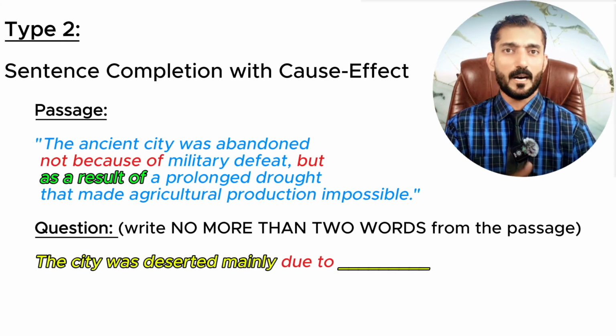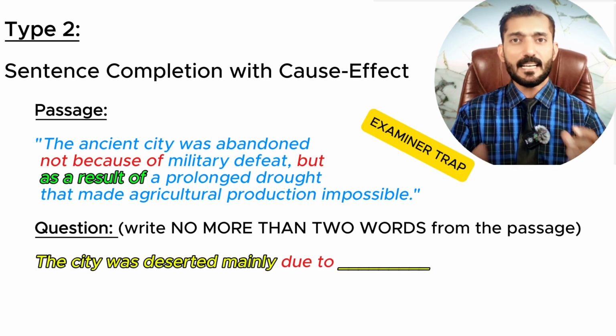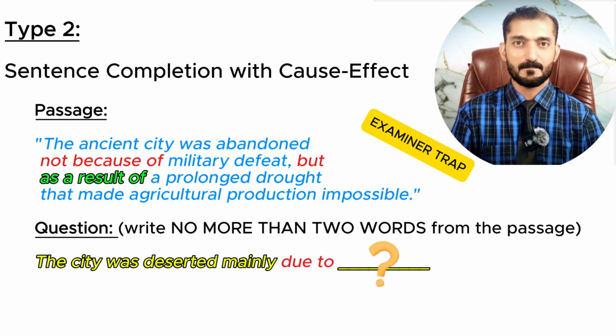Have a look at this part of a passage and the sample question. The passage says the ancient city was abandoned not because of military defeat, but as a result of prolonged drought that made agricultural production impossible. And the question says the city was deserted mainly due to dash. So choose no more than two words from the passage. What could be your answer?